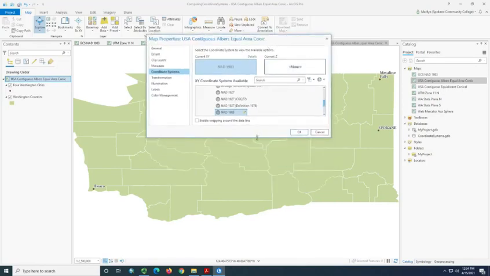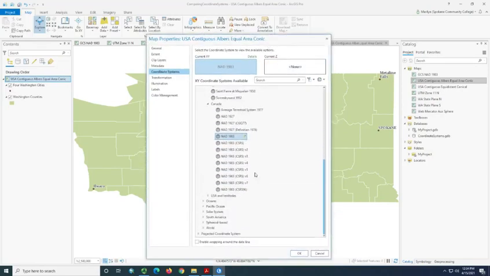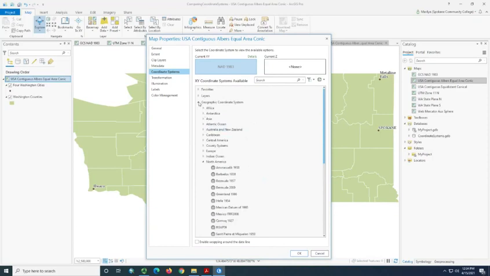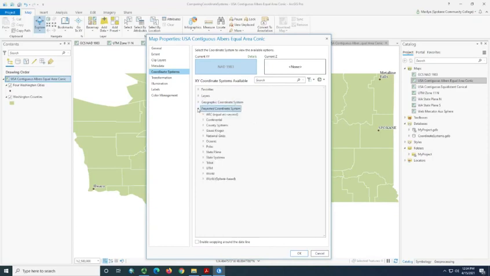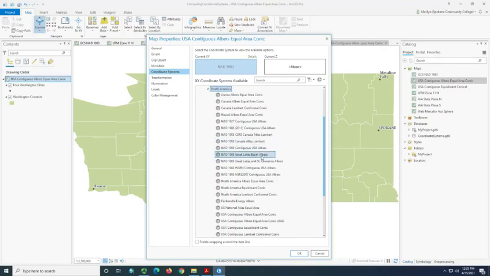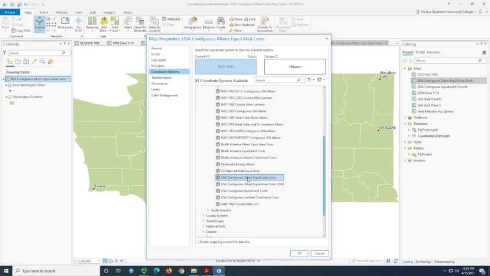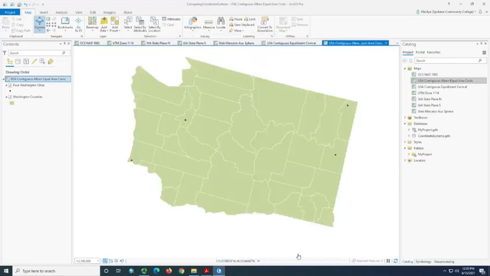Make this bigger. Close the geographic coordinate system because this one is also projected. Trying to retain a different set of distortions. Continental North America, Albers equal area conic. Contiguous Albers equal area conic. Okay. And boom, we get something a little bit different. It's a slight difference between equidistant and equal area.